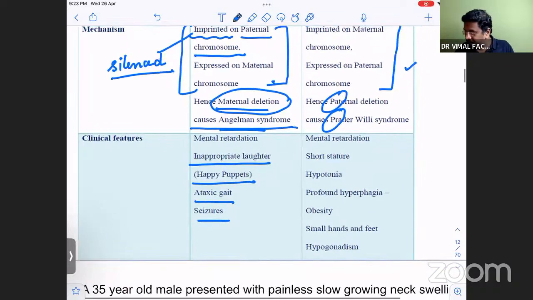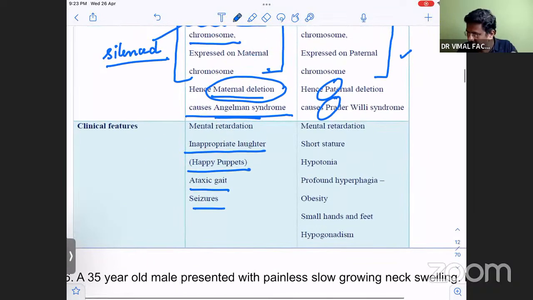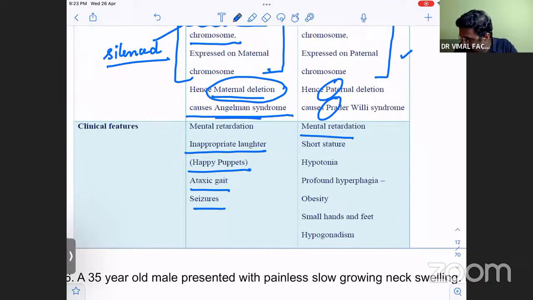Coming to Prader-Willi syndrome, the child will have mental retardation, short stature, and a very important thing is hypotonia. Tonicity will be less. And profound hyperphagia, plenty of appetite will be there. So the child will keep on eating. Okay, profound hyperphagia will be there.